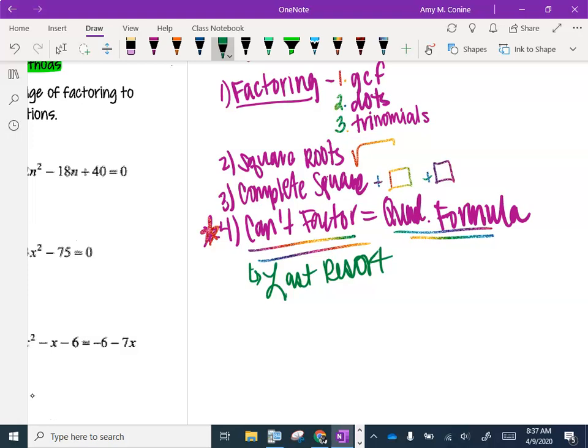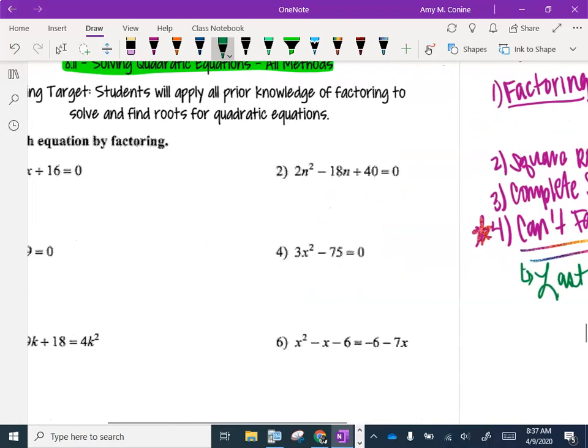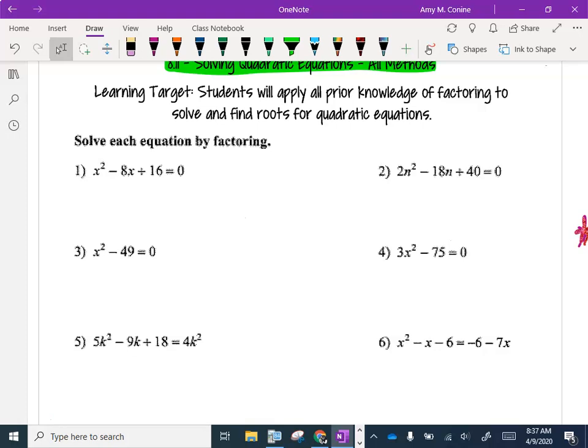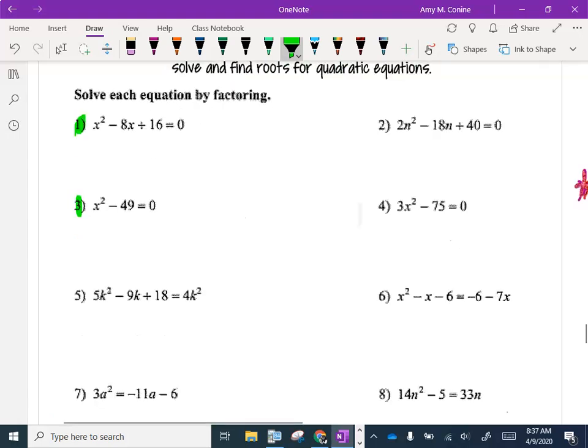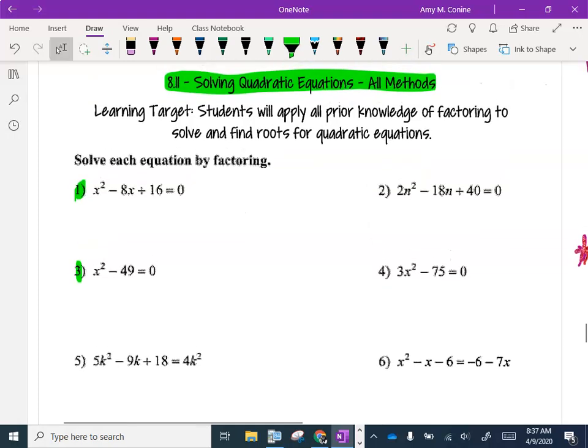All right, so that's your list. Make sure you have it. So I'm going to go back over. So solve the equation by factoring. So I'm going to take a look at 1. We'll even take a look at 3. And maybe we'll even jump down to a couple more.